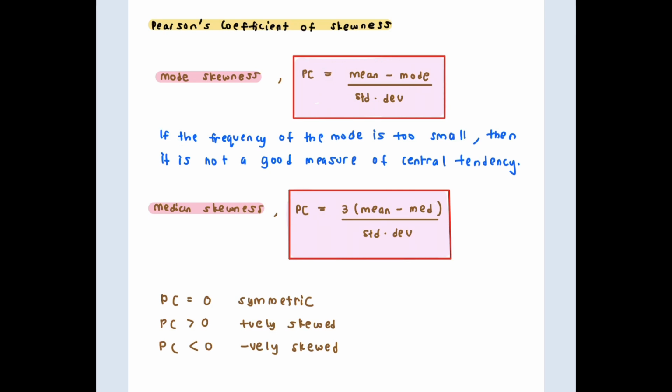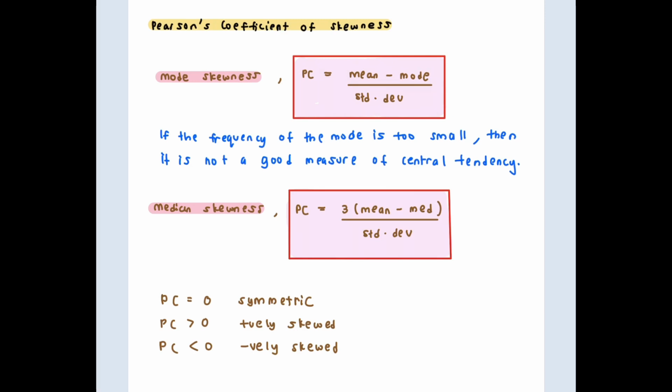But look at this note. If the frequency of the mode is too small, then it is not a good measure of central tendency. What is the meaning of the mode is too small? Let's say you are having 10 rows of data and then data number 3 repeated only 2 times. The rest is 1 time only. That is the example of the frequency of the mode being too small. So if you have this case, better to use the median formula or the median skewness.